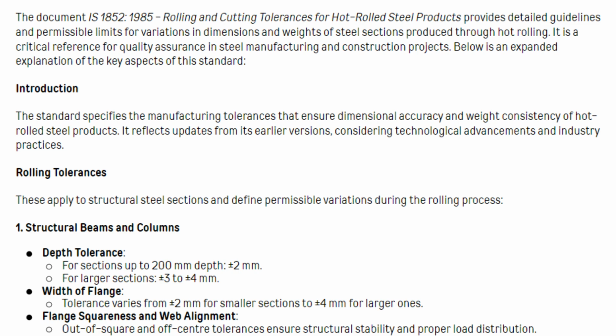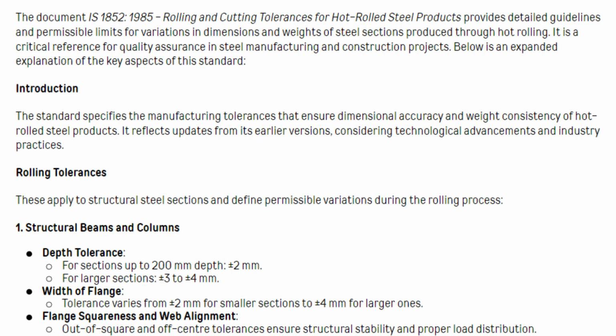The document IS 1852-1985, Rolling and Cutting Tolerances for Hot-Rolled Steel Products, provides detailed guidelines and permissible limits for variations in dimensions and weights of steel sections produced through hot rolling. It is a critical reference for quality assurance in steel manufacturing and construction projects. Below is an expanded explanation of the key aspects of this standard.